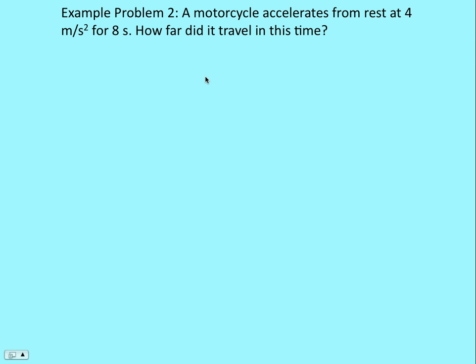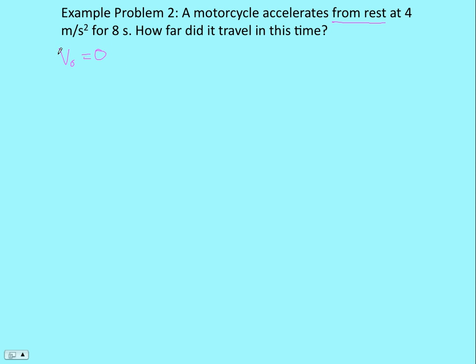Let's do another example. Here we're asked to figure out how far a motorcycle goes. Let's not forget our techniques for solving problems. A motorcycle accelerates from rest. So right here they're telling me something. From rest means my initial velocity is 0.